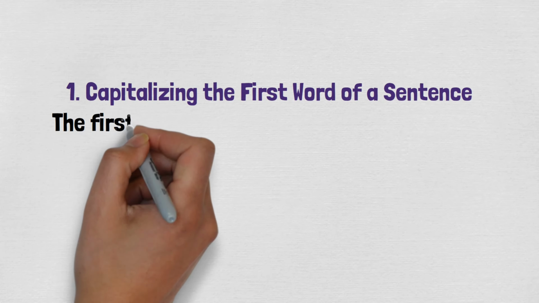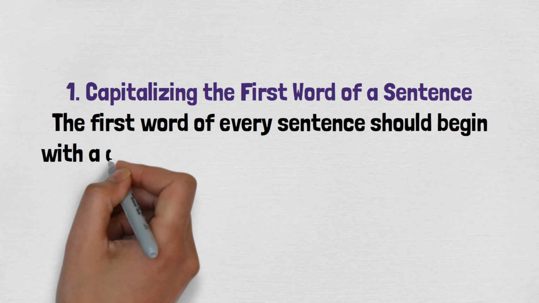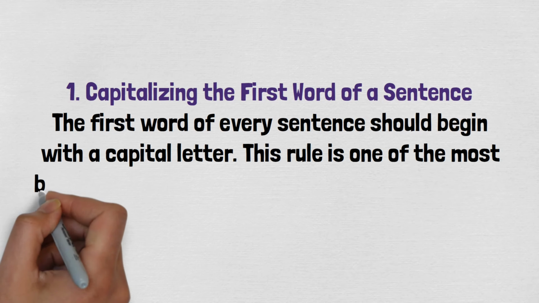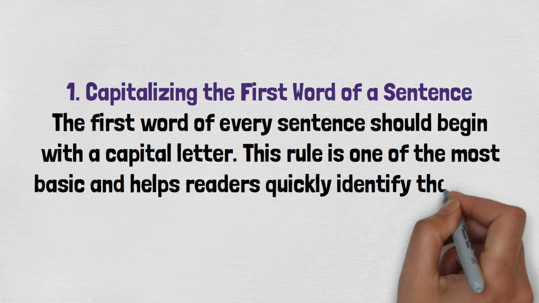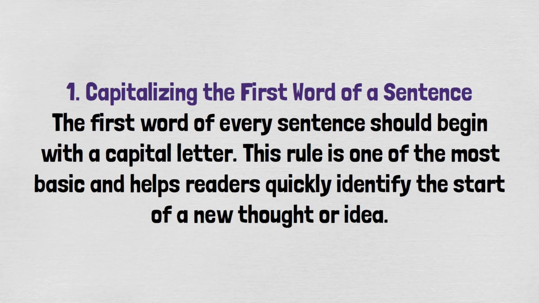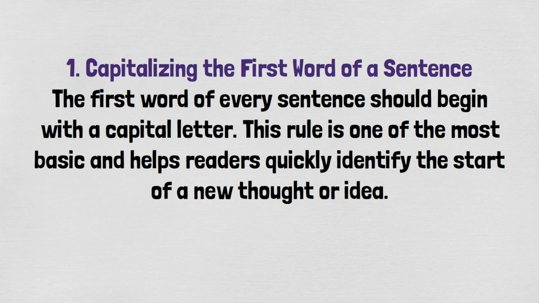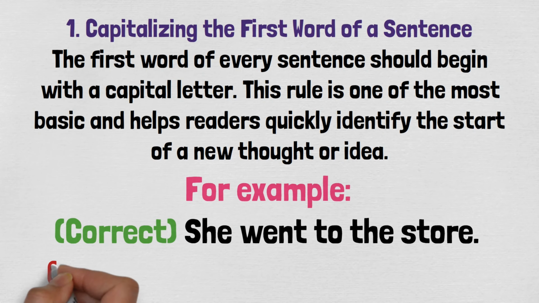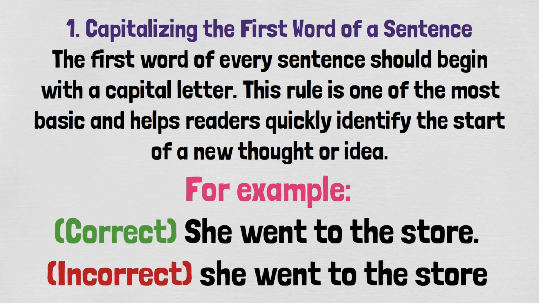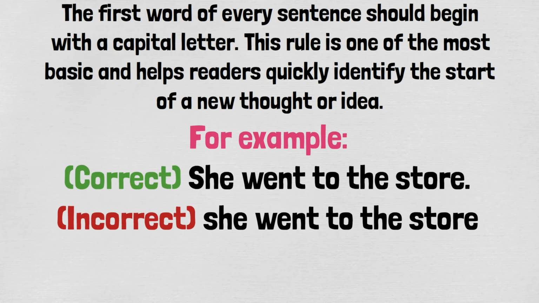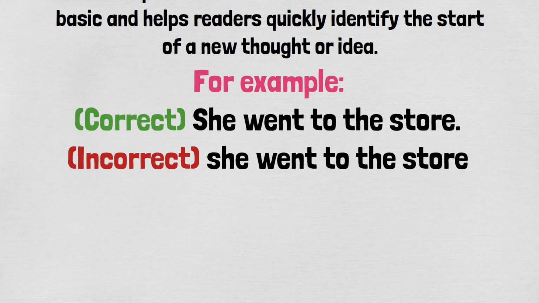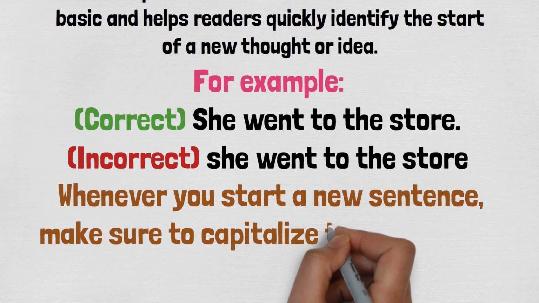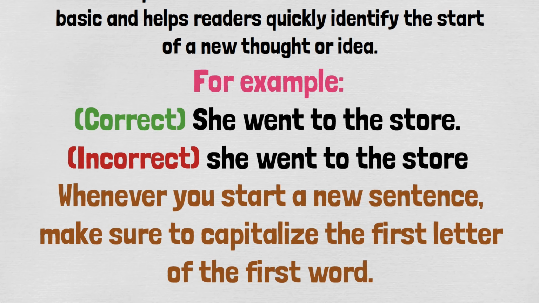1. Capitalizing the first word of a sentence. The first word of every sentence should begin with a capital letter. This rule is one of the most basic and helps readers quickly identify the start of a new thought or idea. For example, correct: She went to the store. Incorrect: she went to the store. Whenever you start a new sentence, make sure to capitalize the first letter of the first word.